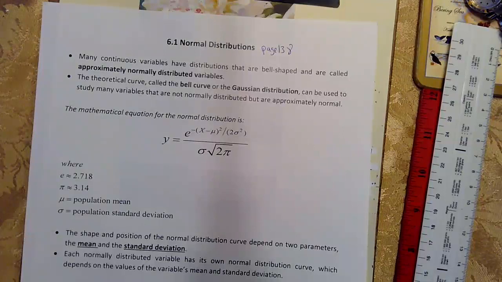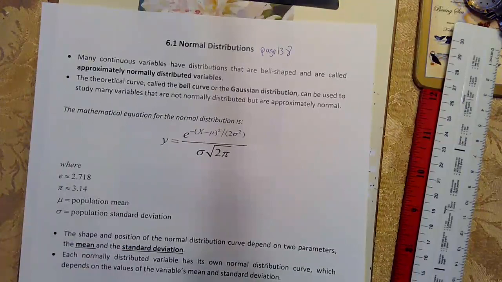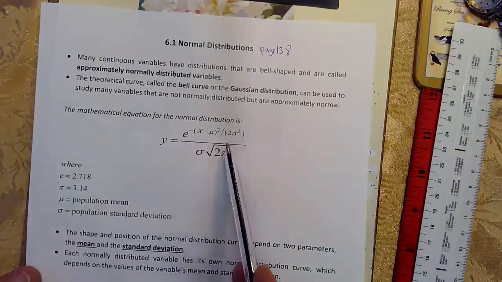Okay. All right. So we'll start off saying that many continuous variables have distributions that are bell-shaped and are called approximately normally distributed variables. So the theoretical curve called the bell curve, or the Gaussian distribution, can be used to study many variables that are not normally distributed but are approximately normal. Okay, and then here's the equation, the math equation for the normal distribution.